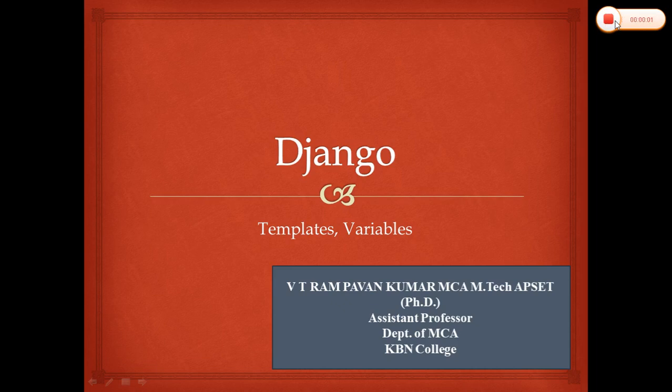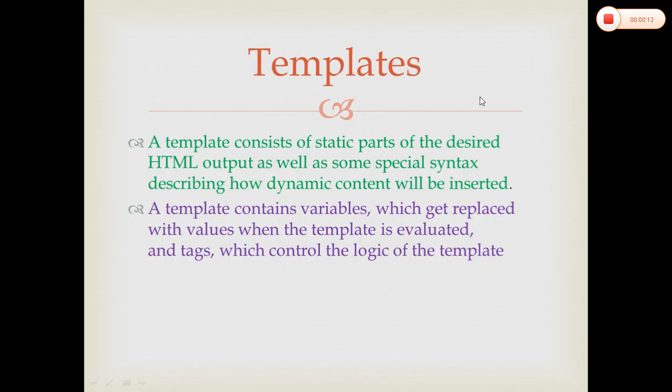Hello. In this session, we are going to learn about templates and variables in Django. Template means a static template as well as a dynamic template. So what is a template? A template consists of static parts of desired HTML output as well as some special syntax. So we can display the dynamic content by using a template. Django supports both static as well as dynamic templates.